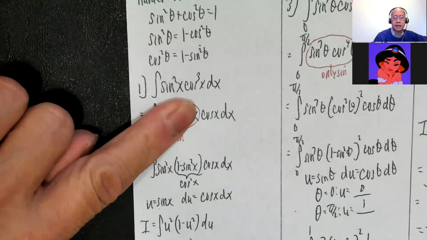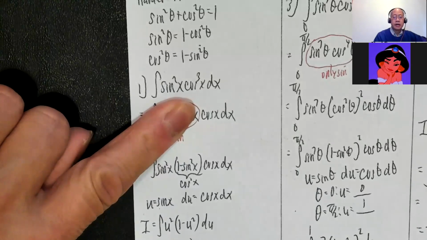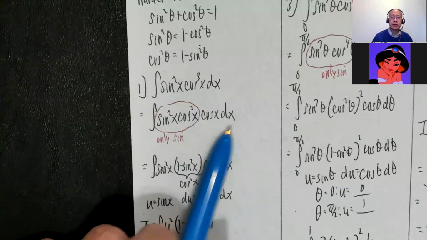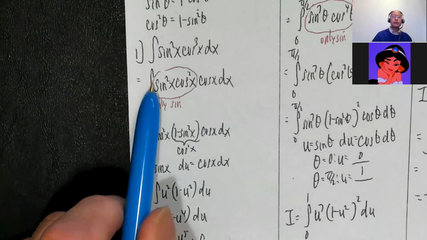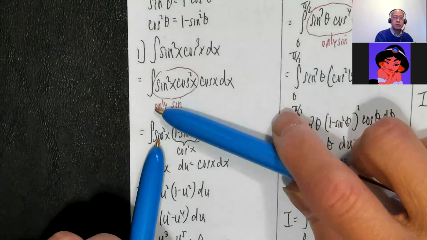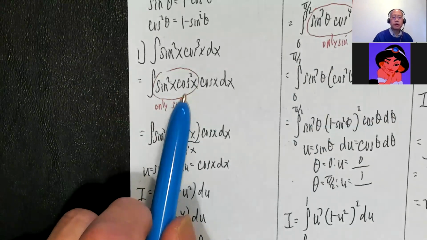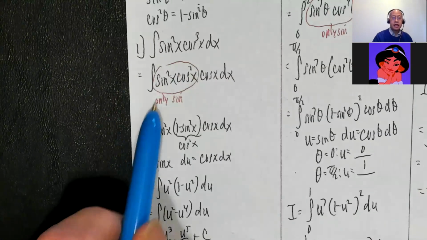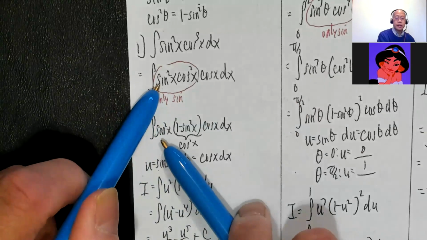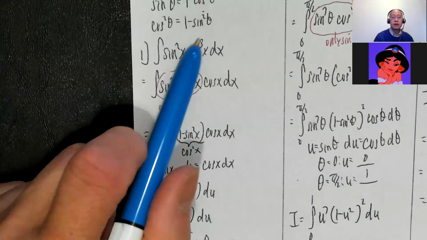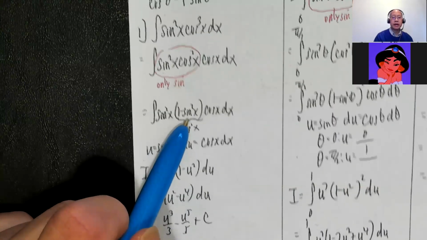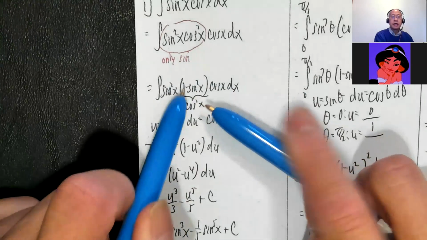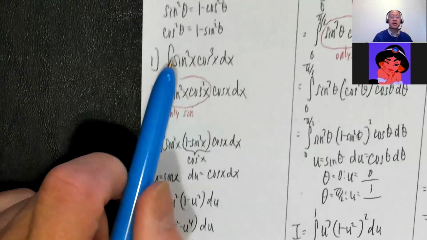Now I'm going to try to make everything here say only sine, only one trig function. If I can get all of that to say only sine, then I do a u substitution, let u be sine x, du is cosine x dx. So I want only sine. This is already sine. How do I change cosine squared x to sine? Well, I have these identities. So I leave sine squared x alone, but cosine squared I'm going to change to one minus sine squared x. Do you agree this is the same thing?